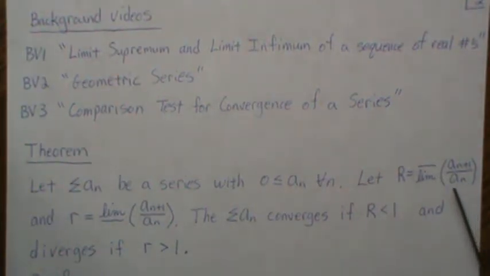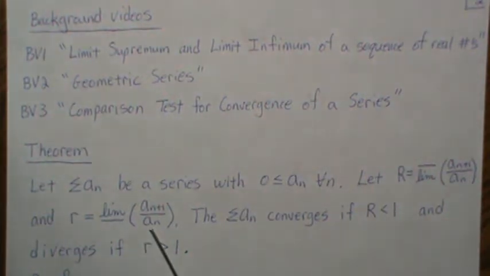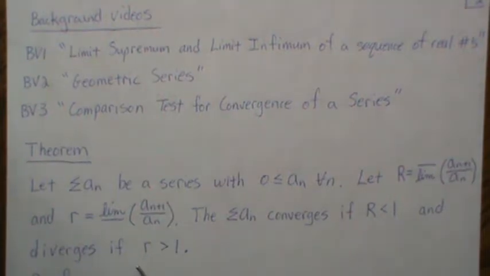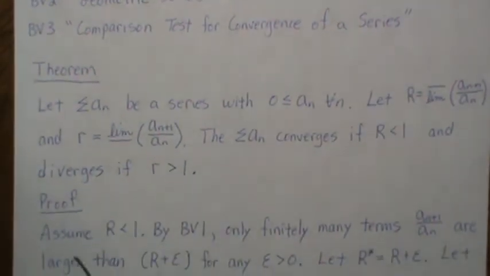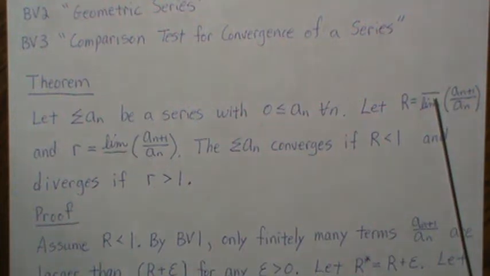And those accumulation points we want to be pretty small in order for this series to converge. And the limit infimum is the opposite, it's the infimum of these accumulation points. And if it's too big, that's an indicator that the series diverges. So we'll go through that. So let's assume that R is less than 1. So the limit supremum of this ratio is less than 1.